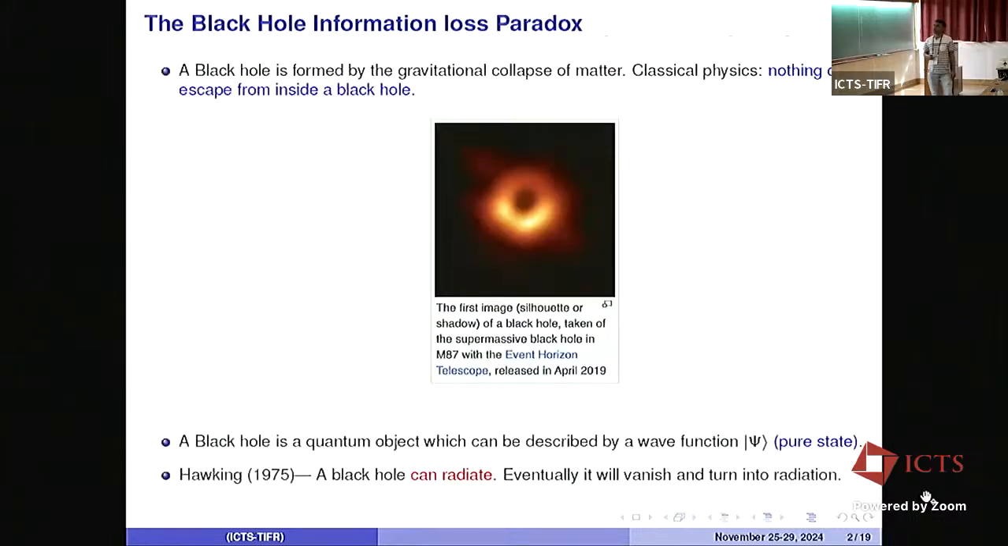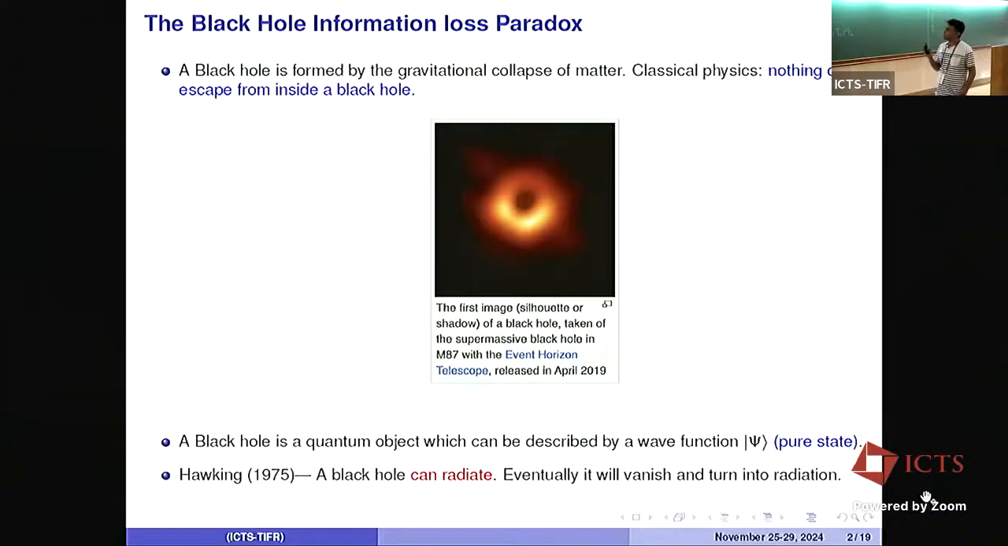Let me start with very few slides on black holes. I know very little about black holes, but I'll just explain what I understand about the information loss paradox. Basically a black hole is formed when there's a lot of dust which collapses because of gravitational attraction. And if the mass is large enough, it forms a black hole. And classically, a black hole is something from which nothing can escape.